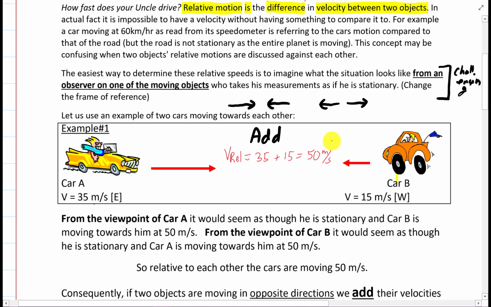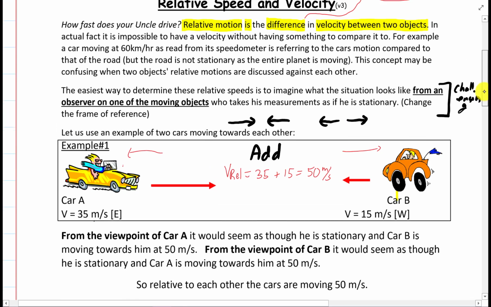Okay? And if they ask, what is the direction of that velocity? We say it's both directions. To this guy, the velocity is this way, and to this guy, the relative speed's that way, or vice versa. Okay? So we add them.